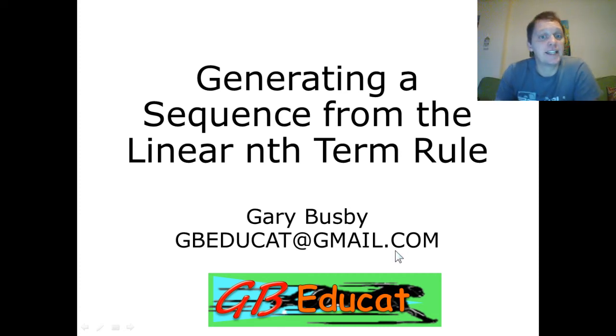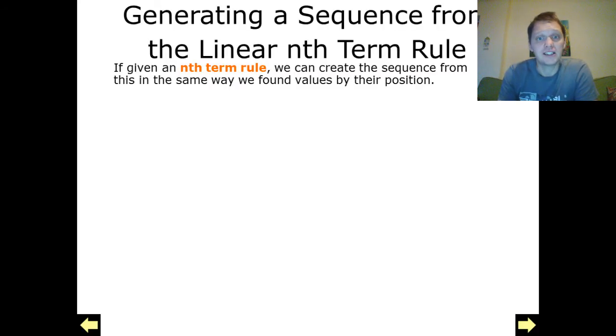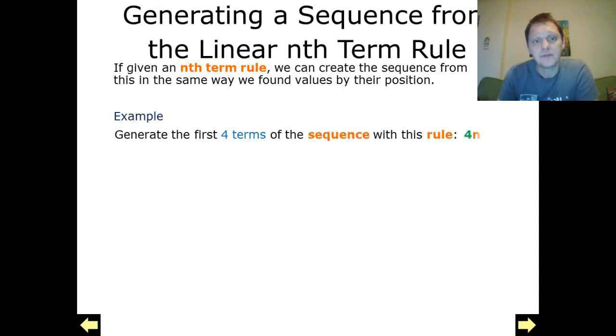Hi, and welcome to today's session on generating a sequence from the linear nth term rule. All that we're looking to do is generate a sequence from the nth term. We'll be doing this if we're already given the nth term rule, and the question will normally say, can you please generate the first 5 terms of a sequence? Could you generate at least the first 6 terms of a sequence?